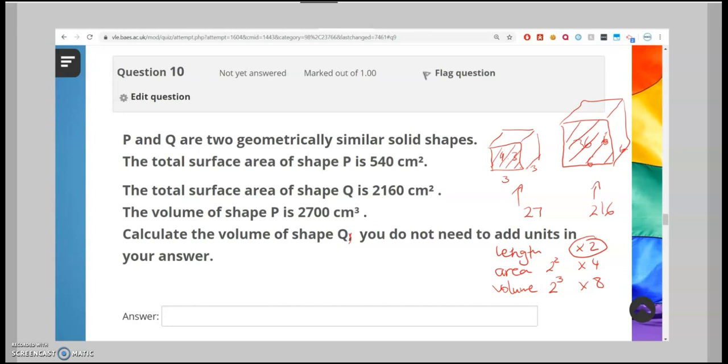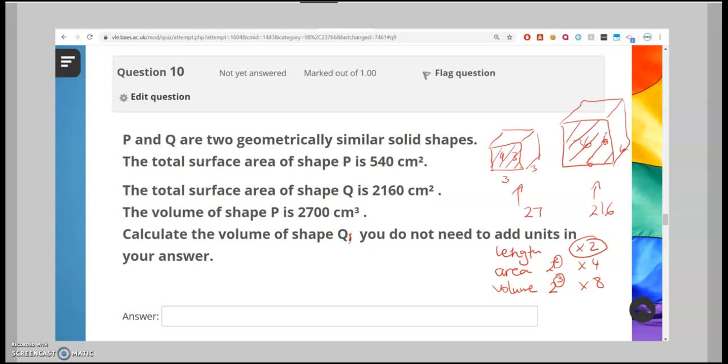So if the length is doubled, then the area is multiplied by 4, so 2 squared. The volume is multiplied by 8, which is 2 cubed. And you can remember these because the unit for area is centimeter squared or meter squared, and for volume is centimeter cubed or meter cubed, and so on.